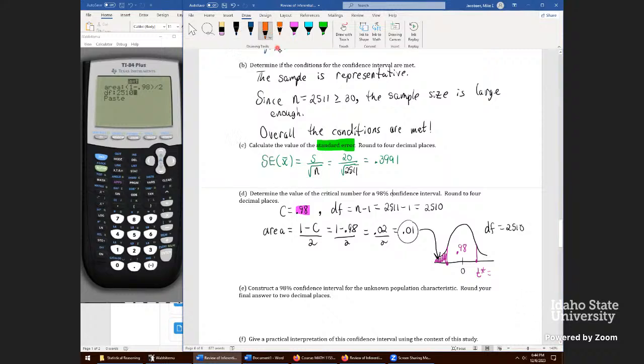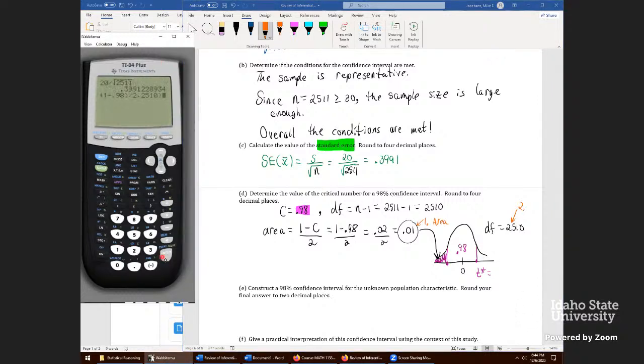So just to complete the notes, here is input number 1 for area. And here's input number 2, the degrees of freedom. So on our calculators, here's what we get as our eventual result of all of that stuff. Critical number is 2.3278.